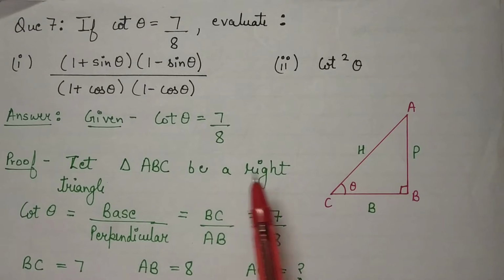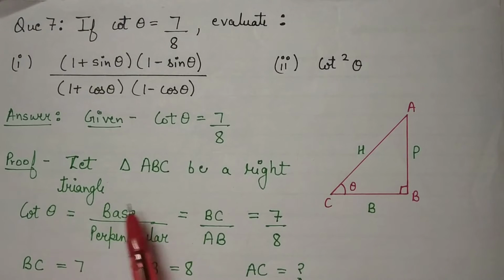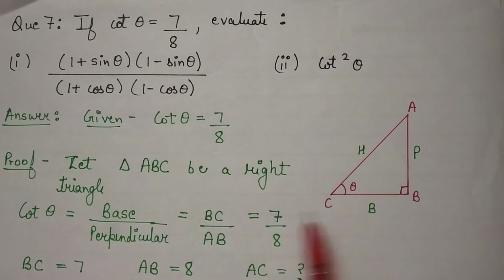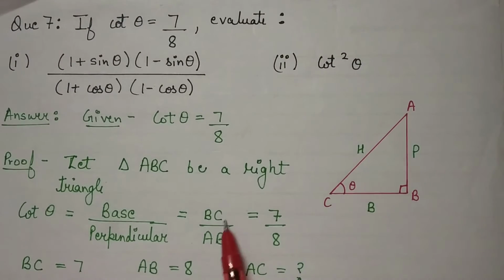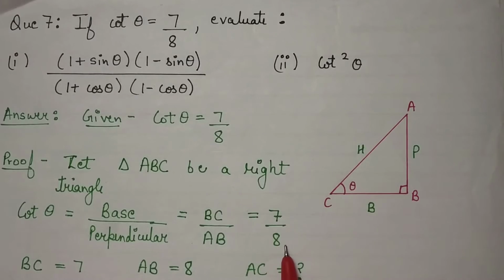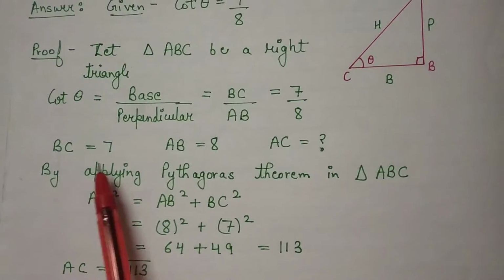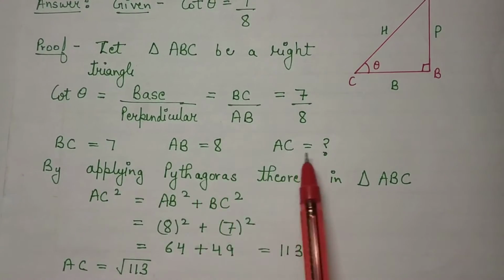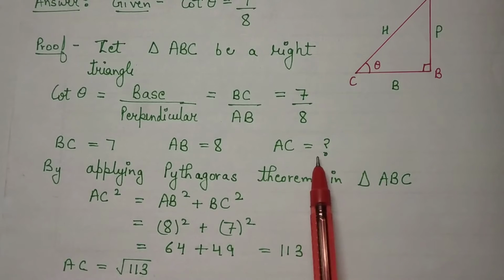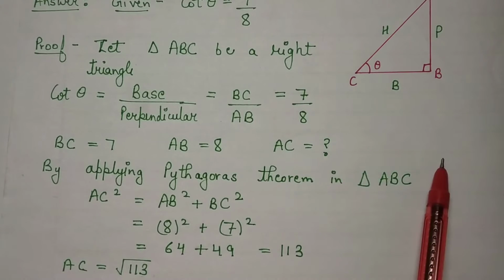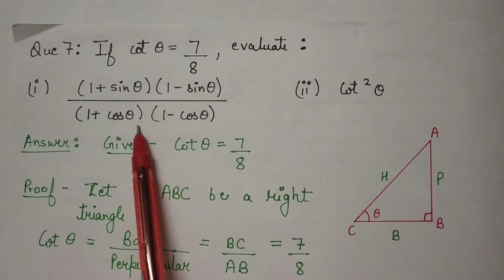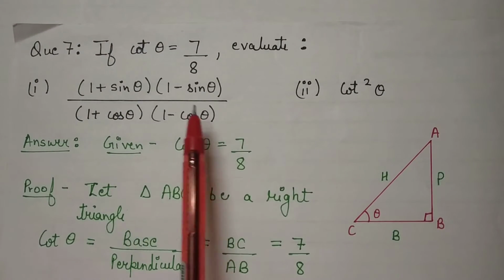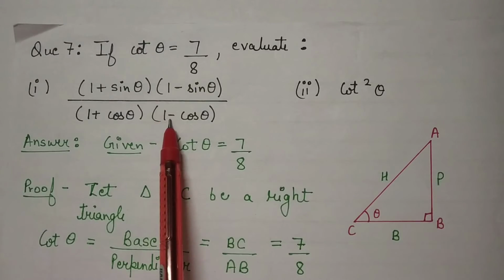Let triangle ABC be a right triangle. Cot theta is equal to base by perpendicular. Base is BC. Perpendicular is AB. So BC by AB is equal to 7 by 8. So BC I have 7, AB is 8, AC I don't know. Means first thing is to find the third side of the triangle so that I can find out these sin theta and cos theta values which I need to put here and to solve these.